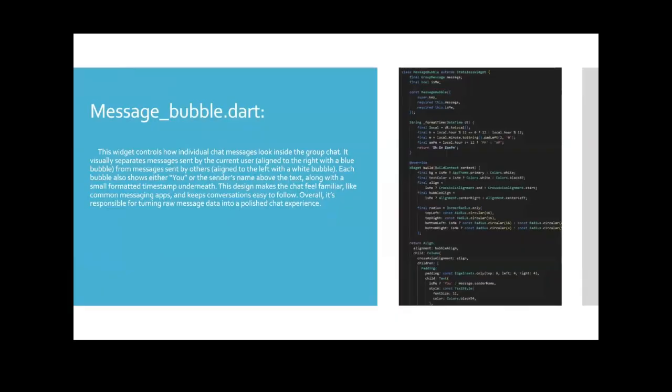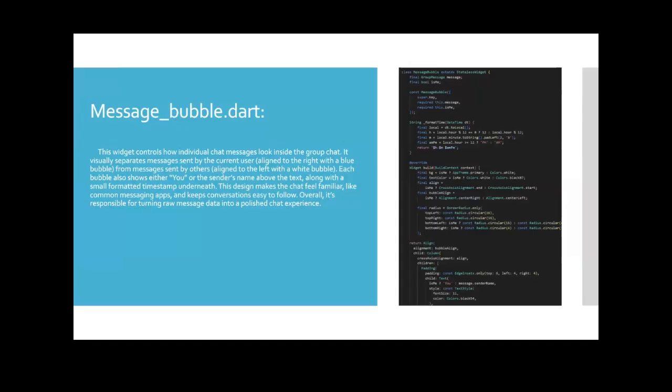Next, we have our message bubble. So these are all of the messages that you can send in the group chat. These are the bubbles and what they should look like, what data is in them, what their design is, color scheme, all that fun stuff that you need for a cohesive messaging system.